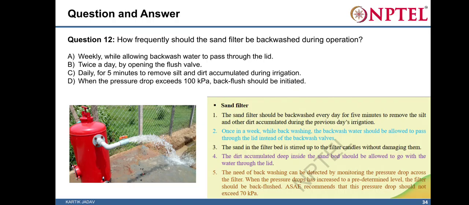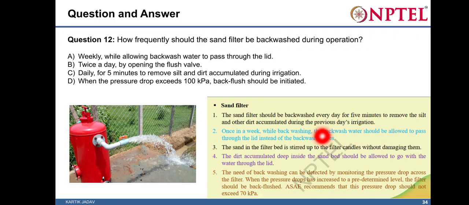Question number 12. How frequently should the sand filter be backwashed during operation? So we know that the sand filter should be backwashed every day for 5 minutes to remove silt and other dirt accumulated during the previous day's irrigation.